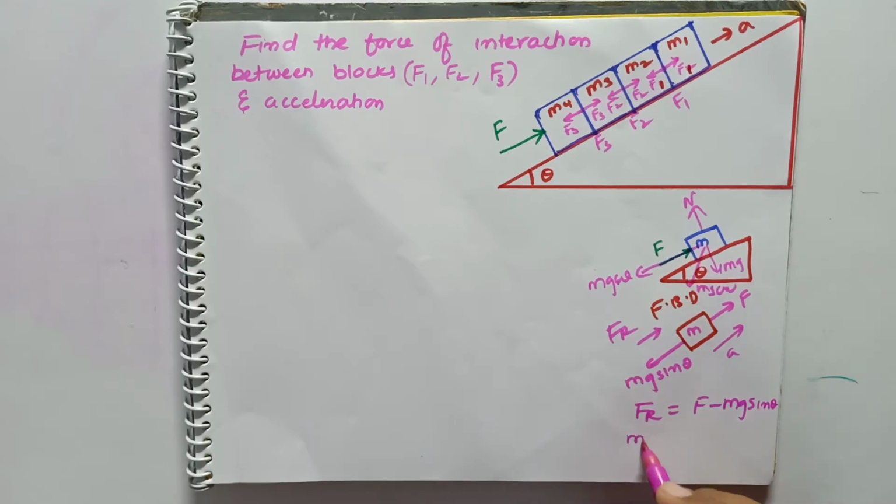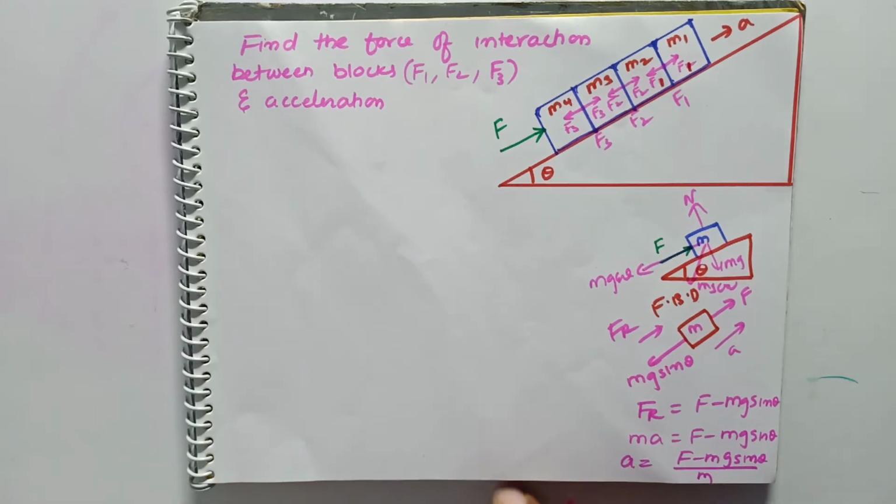And you know Fr is going to be ma, which can be written as F minus mg sine theta. Therefore, acceleration can be written as F minus mg sine theta, whole divided by m. On this basic concept only, this problem depends completely. If this is the case, what is capital F then? From this you will understand that capital F is going to become mg sine theta plus ma.